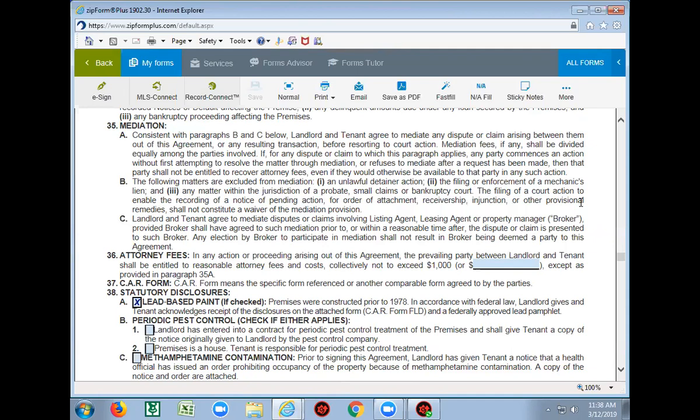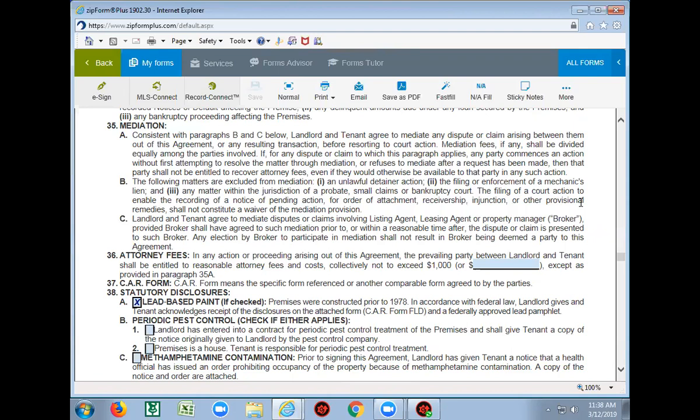I mean, if you don't go through the mediation, you only get paid for the settlement. You don't get paid for your attorney fee. So the losing party is not obligated to pay the winning party's attorney fee if you don't go through the mediation process. B, the following matters are excluded from mediation.